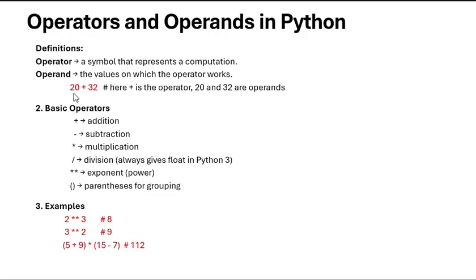This operator is working on these two values. Very clear? Here the plus is the operator and 20 and 32 are operands. Operands and operator. Very clear?